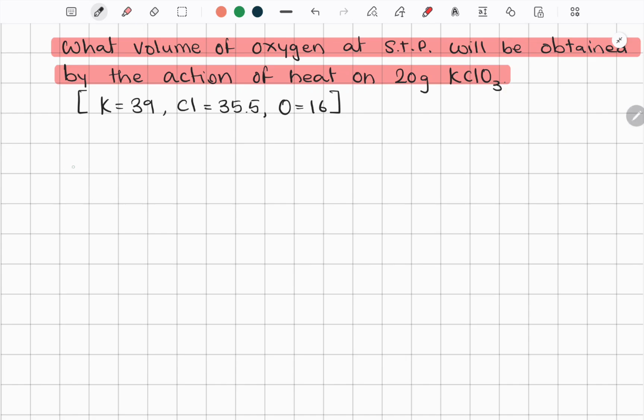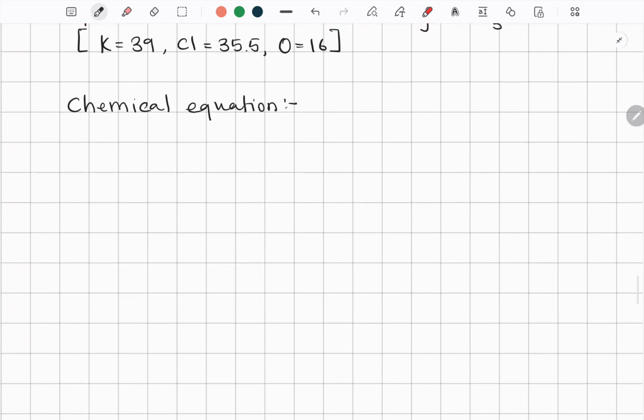First we write down the balanced chemical equation. So what is the balanced chemical equation over here? It says the action of heat on 20 gram of KClO3, so this reaction is a type of thermal decomposition. KClO3 on action of heat, this triangle means heat, decomposes into KCl plus oxygen.